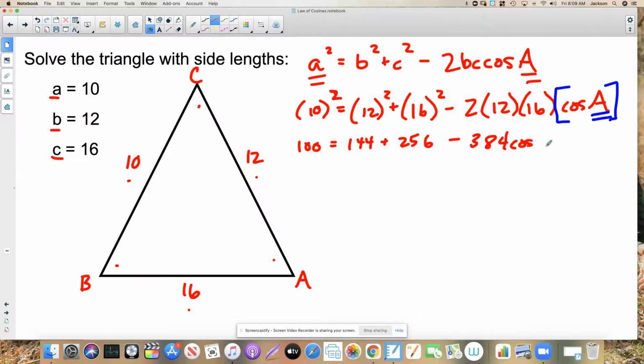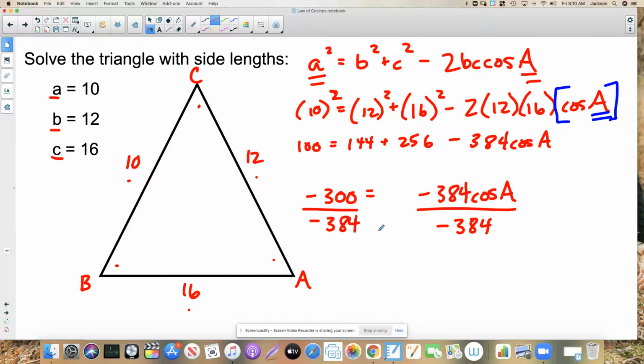cosine A. If we're solving for A, we have to isolate the trig package first, which means we're going to have to isolate this product. So we're going to move these values over to the other side. When we subtract 144 and 256 over to the other side, we're going to have negative 300 over here, which is a good sign because this negative is still attached to this 384 cosine A. To get at this cosine, we have to undo this multiplication with negative 384. So we divide by negative 384.